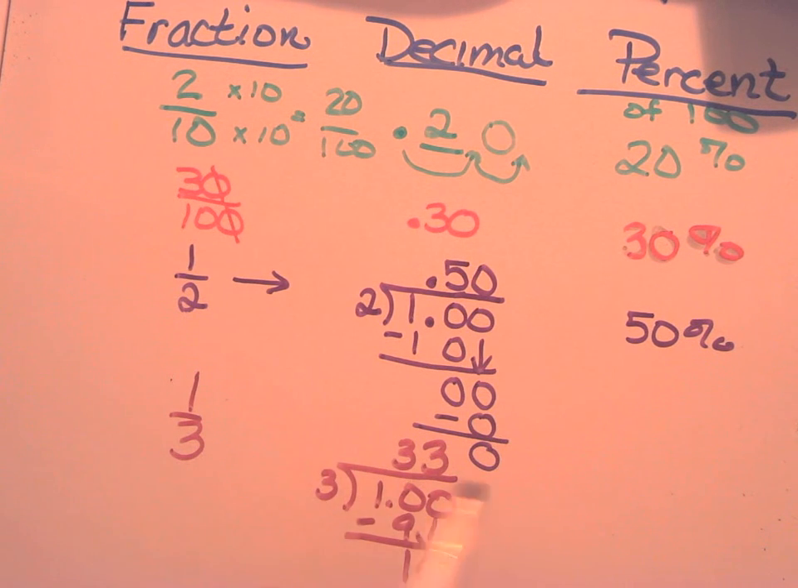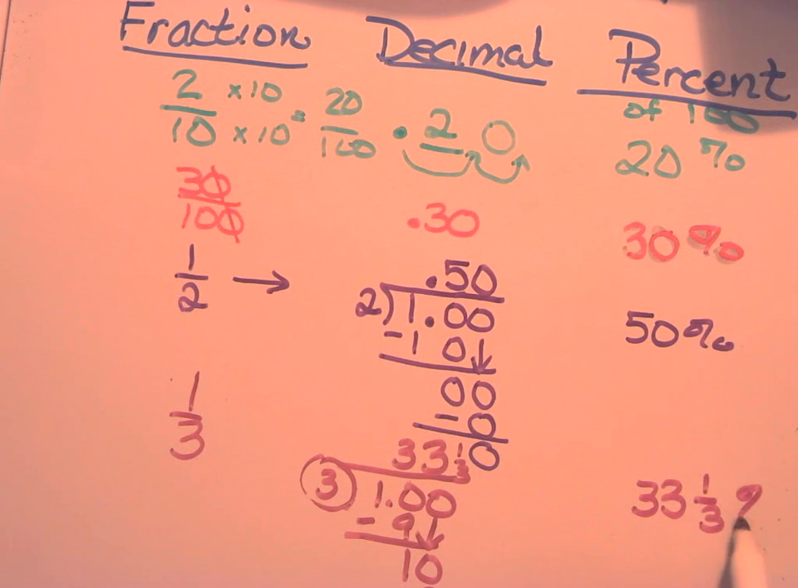Now for the percent, I could do 33 and 1/3. Okay, so I could take that 1, that becomes my numerator. This 3 becomes the denominator. So for the percent, we'd say it's 33 and 1/3%.